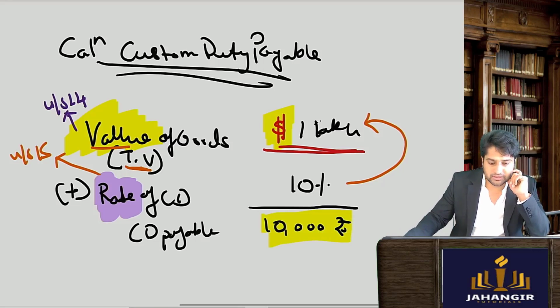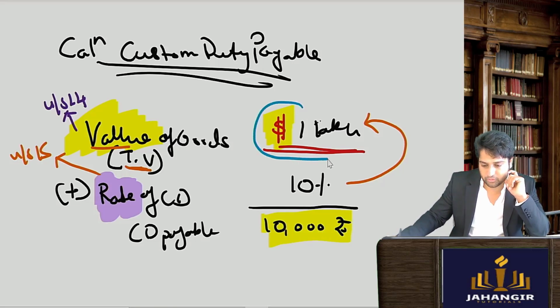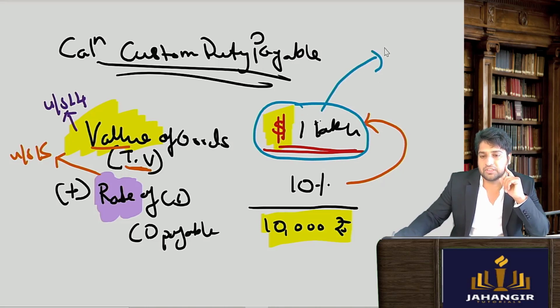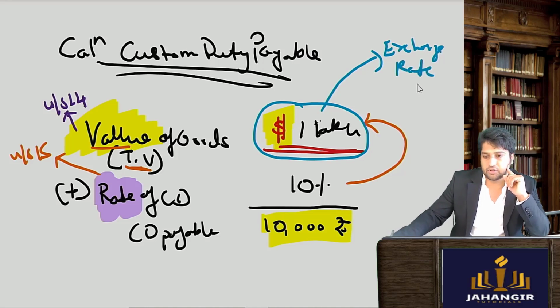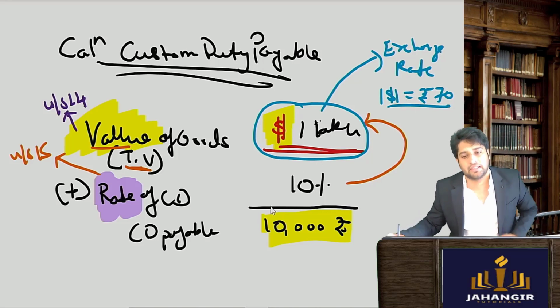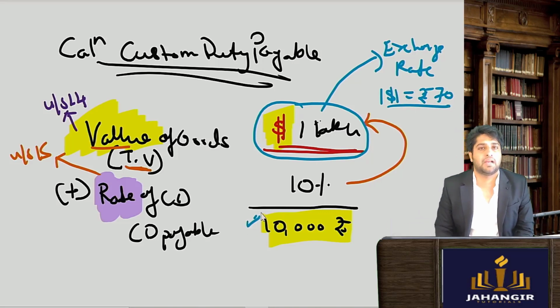I have to first convert this. ये जो भी है मुझे convert करना पड़ेगा into rupee terms. So I'll have to see what is the exchange rate. Exchange rate मुझे ढूंढना पड़ेगा. Okay, so for the exchange rate, I'll say if $1 is rupees 70, then I will find out the rupee value and then I will find the 10%, and then I'll come to know how much custom duty is payable. I hope this is clear.